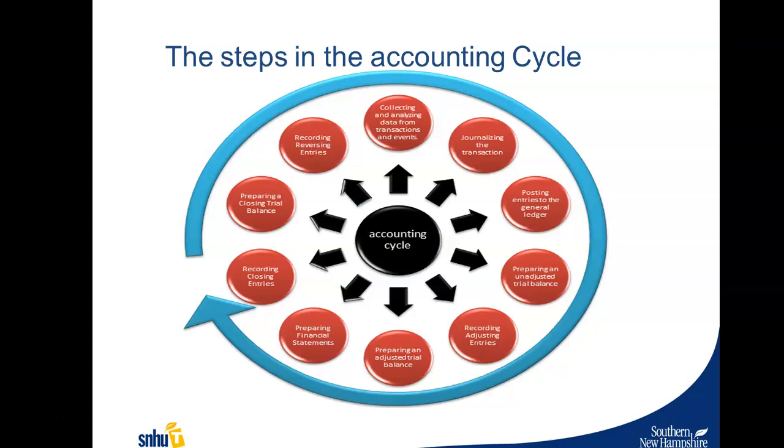The closing trial balance will have only permanent accounts. So on that particular report, all you will see is the assets, liabilities, and equity. Our revenues and expenses will not be seen on that. And then we record our closing or our reversing entries. Once we've done that, we start the cycle all over again.